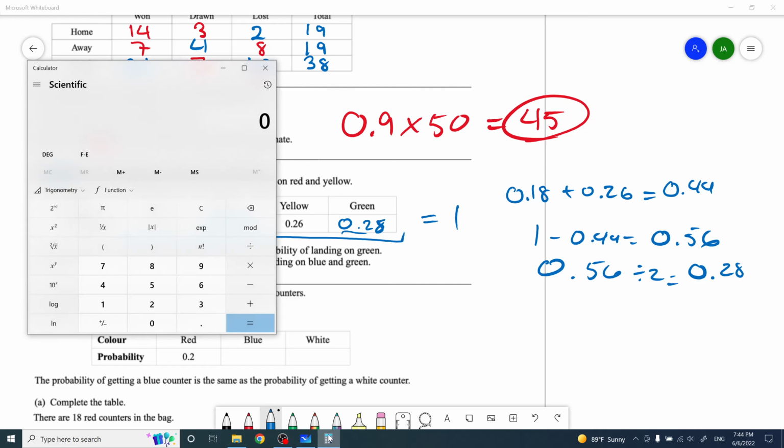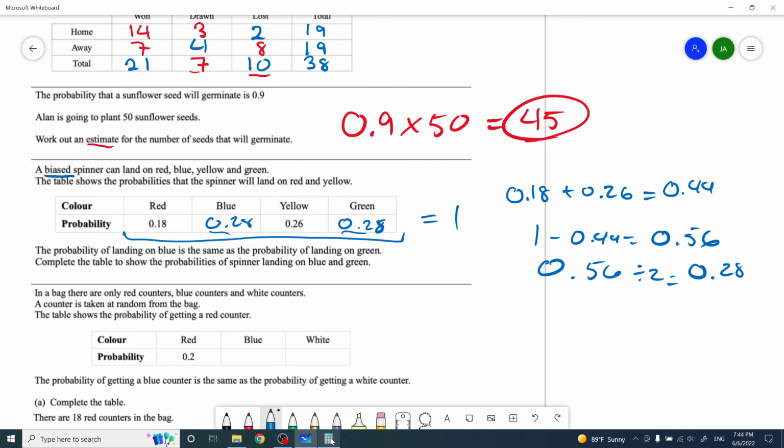And if I want to check my math, I could do that, right? 0.28, again with the 5s, times 2. I do get 0.56, and then plus 0.26 plus 0.18, and I get 1. So we can see that this did work out. Perfect. Okay, let's move on to the next.